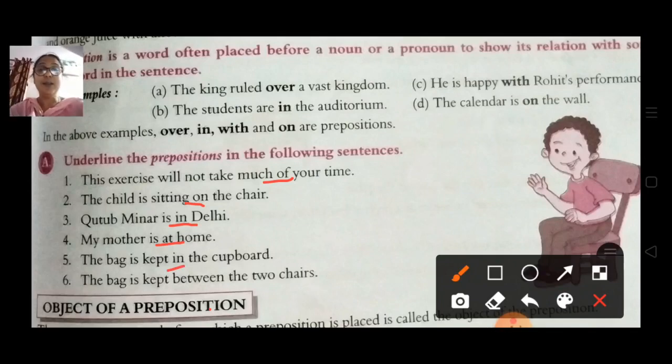the cupboard is the place. It's showing the place where the bag is kept. Now next is, the bag is kept between the two chairs. Where is the bag kept? The bag is kept between the two chairs. So solve this exercise, take a screenshot and complete it.